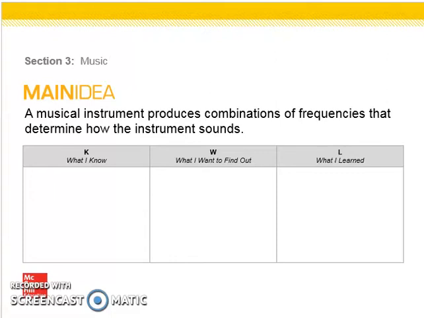If you're not a physical science student, I would get off of this right now and go find my biology notes. But for my physical science students, this is Chapter 10, Section 3, and it's all about music. And the main idea: a musical instrument produces combinations of frequencies that determine how the instrument sounds. As always, you do not need KWL.